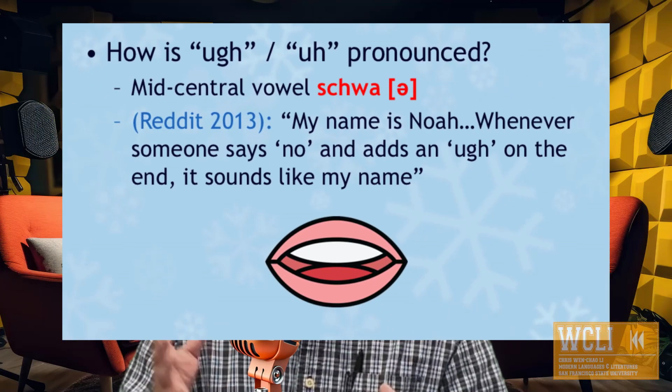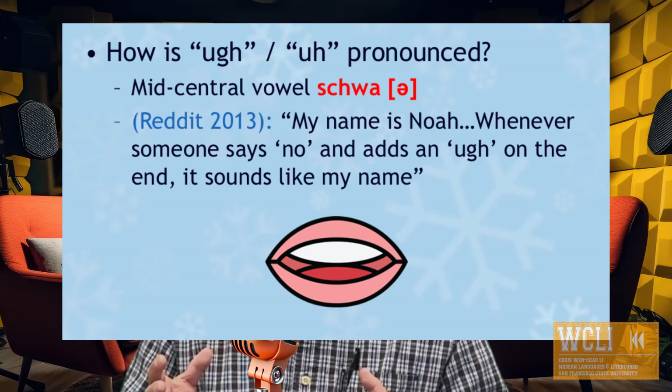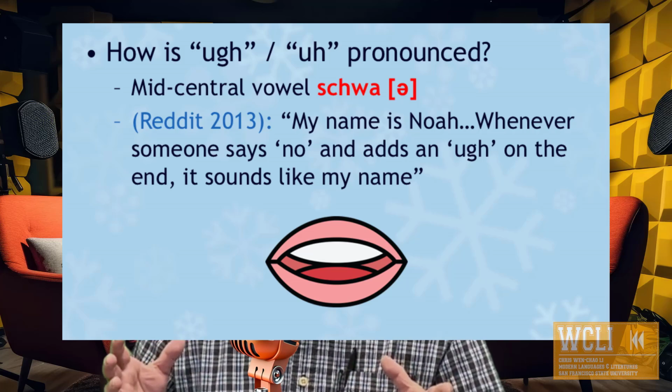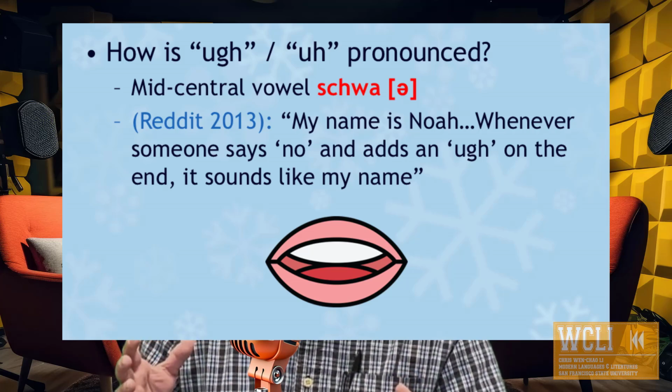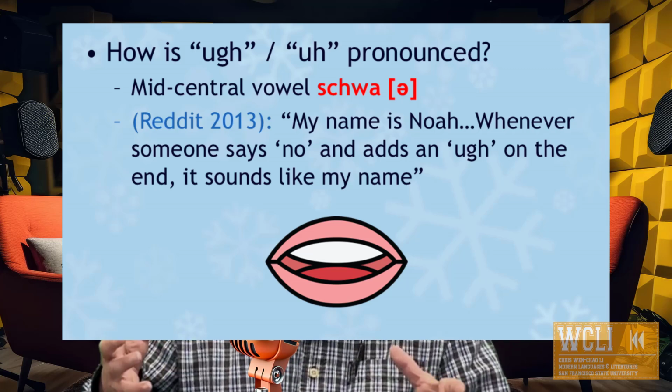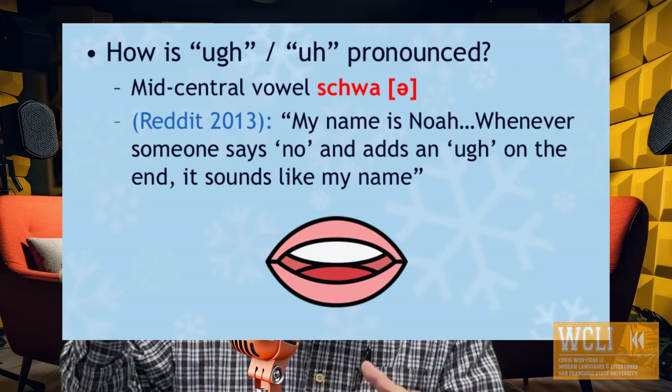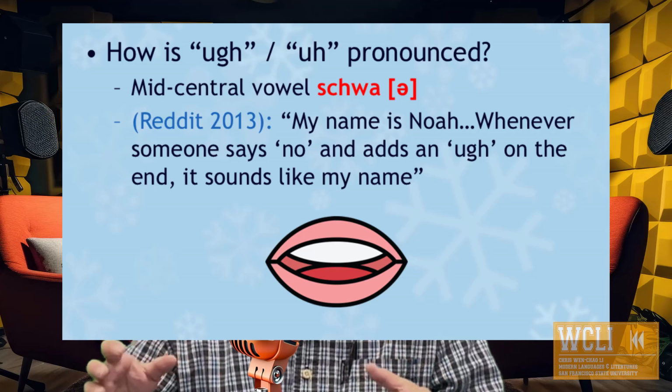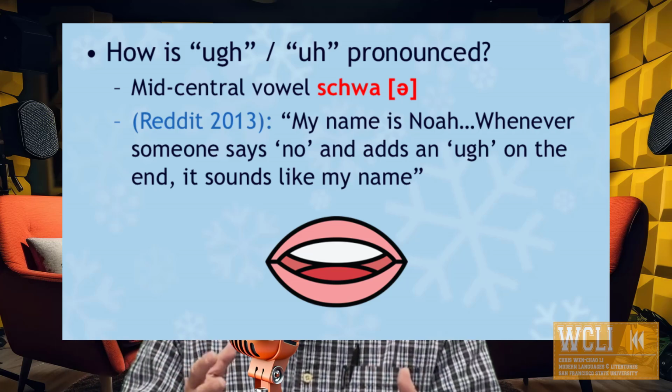Whether you spell it AH or UGH, it is fundamentally a neutral vowel, a schwa vowel. This is made clear from a post by a Reddit user who writes, "My name is Noah. Whenever somebody says no and adds an ah on the end, it sounds like my name." Okay, so here what it tells you is that that ah is like the ah in Noah, which is a schwa.